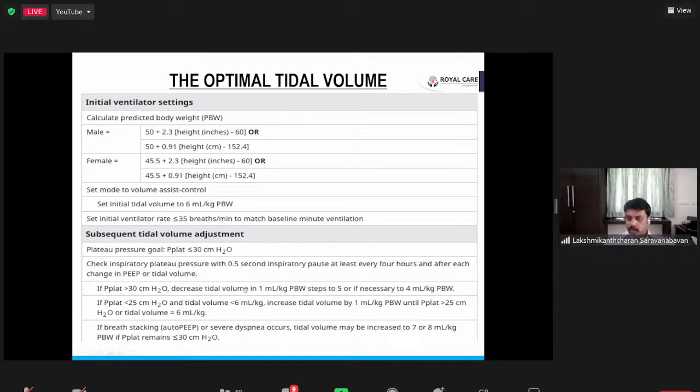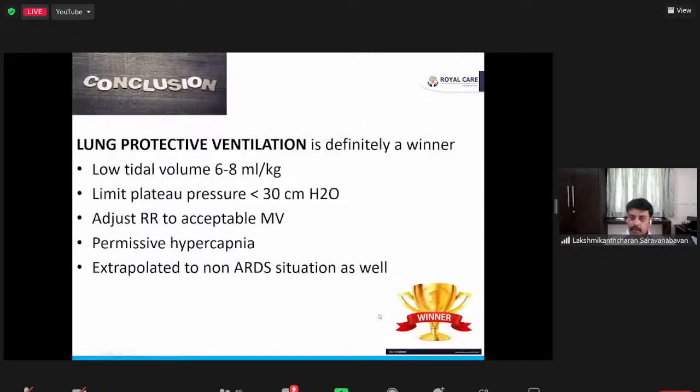And if your carbon dioxide goes up and your plateau pressure remains less than 30, you can go up on the tidal volume to up to 8 ml per kg. So based on your carbon dioxide, your minute ventilation and your plateau pressure, you switch between 4 to 8 ml per kg of tidal volume. 6 ml per kg would be ideal.